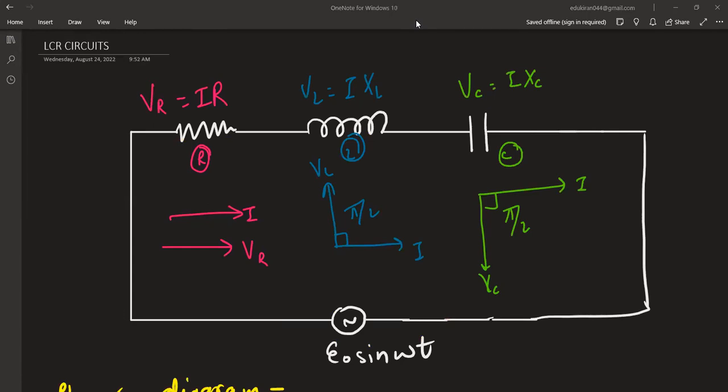The next topic is LCR circuits. In LCR circuits, they are a combination of all the three individual circuits. We have studied individual circuits of resistors, we have studied individual circuits of inductors, and we have studied individual circuits of capacitors. All the three are combined in this circuit, which we call the LCR circuit. In circuits having only resistors, we had seen that V is equal to IR is the formula, and both were in the same phase.